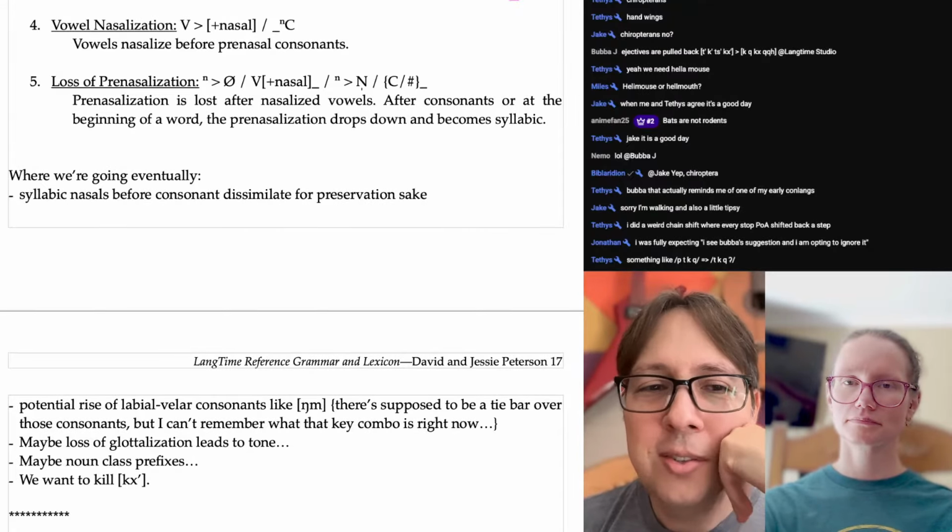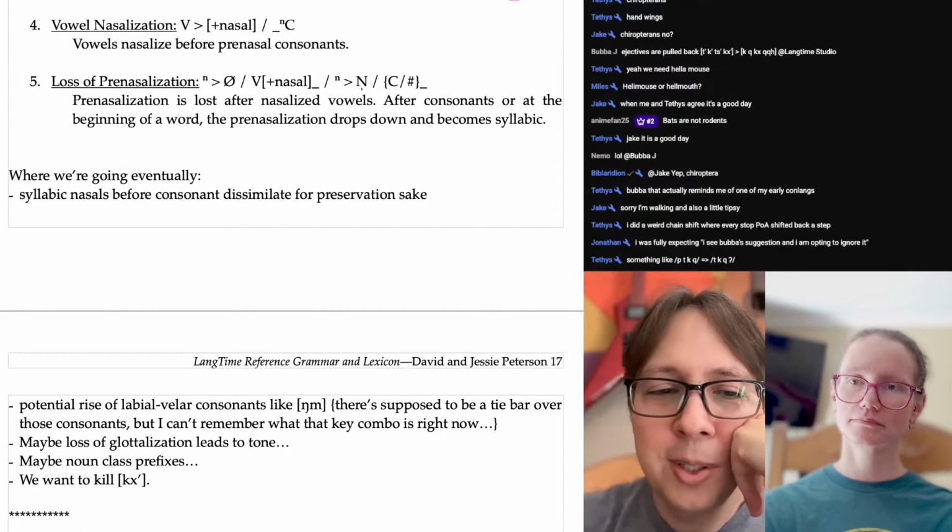P to T sound changes is about as cursed as W to 0 at the beginning of a word.